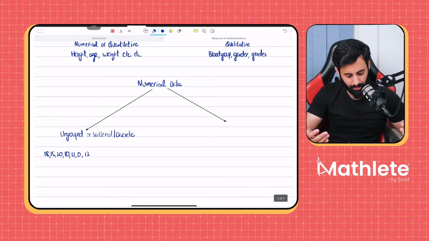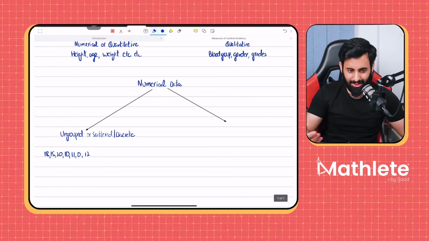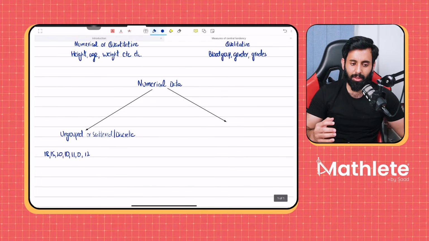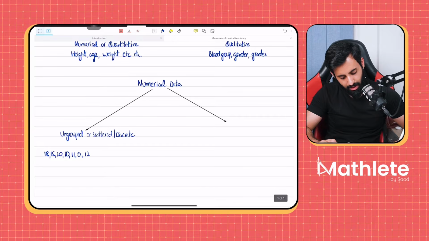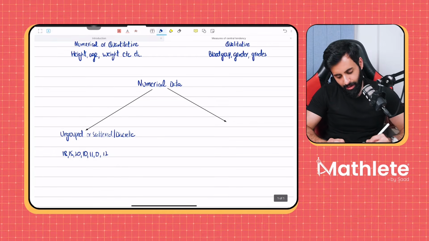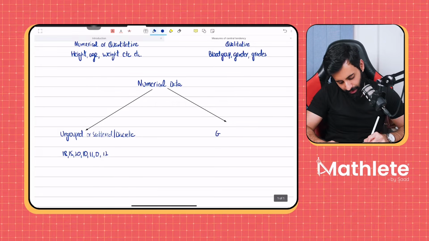So what does this look like? This is ungrouped. It's scattered. It's all over the place. These are discrete values, but they're scattered. They're not in a group. They're all over the place, which is why we say that this kind of data is ungrouped or scattered slash discrete. Okay. Then you have group data.